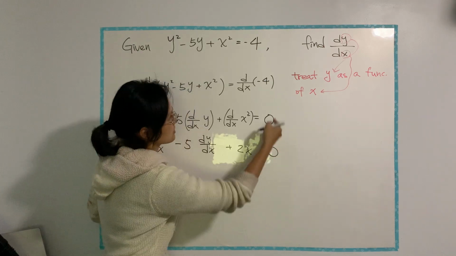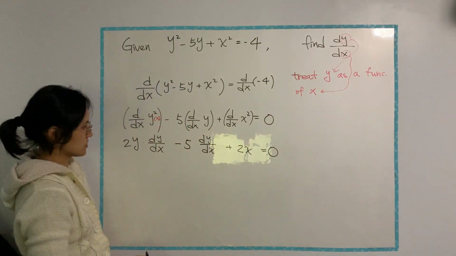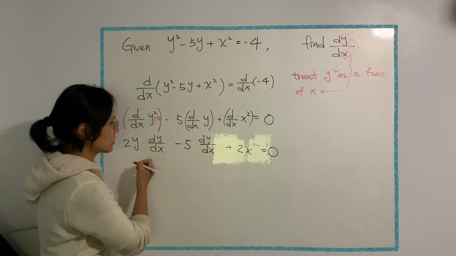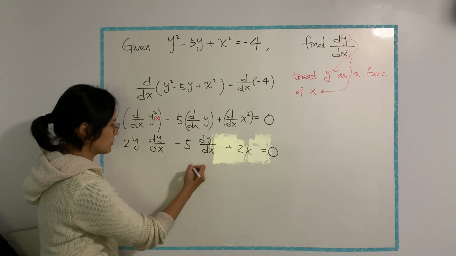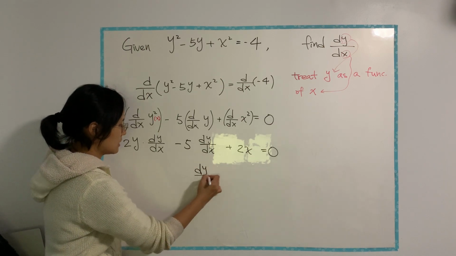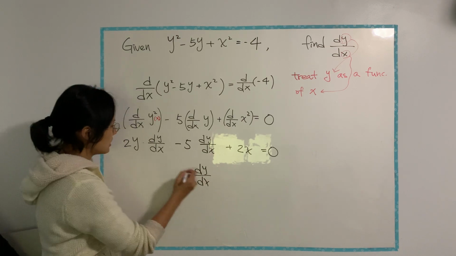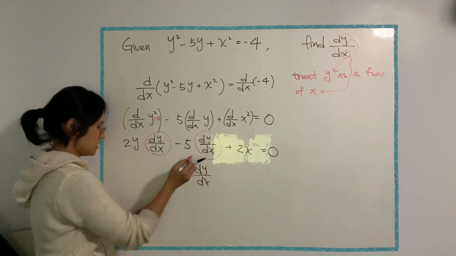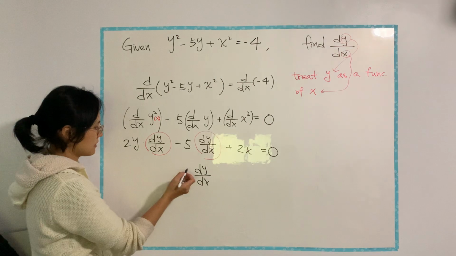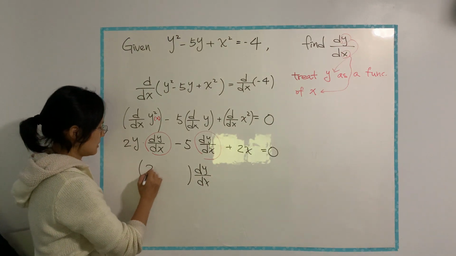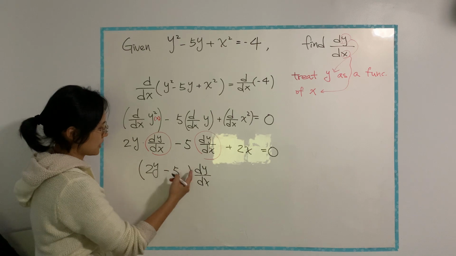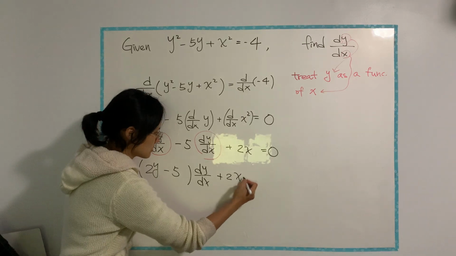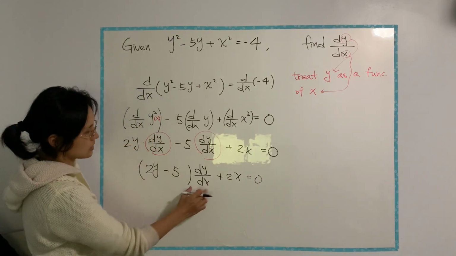This equals 0 because the derivative of minus 4 is equal to 0. What we want to do is simplify this equation, so that we can have a simple dy/dx on the left-hand side. Here I see a dy/dx, and I see a dy/dx here, so it's a common factor of these two terms. When you factor it out, I have 2y minus 5 times dy/dx plus 2x equals 0. So I'm factoring out the dy/dx.